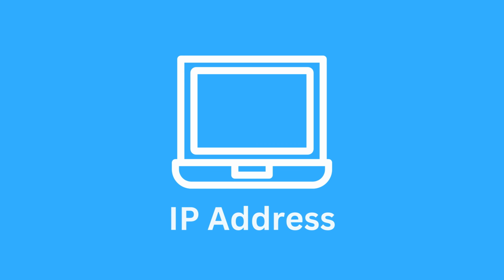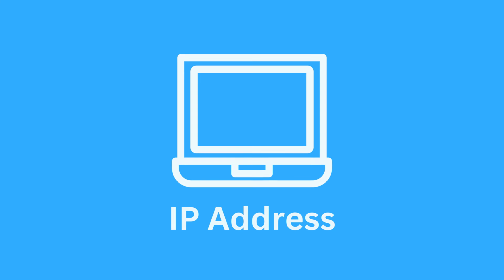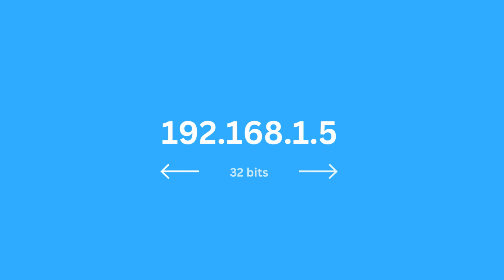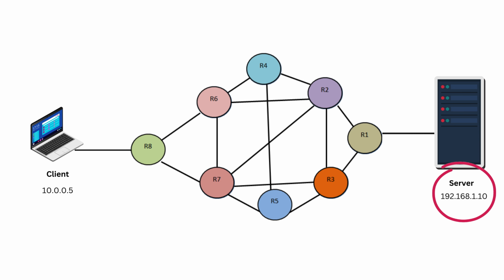Every device in a network has its own unique identifier, called an IP address, like a digital home address. In our example, the server's IP is 192.168.1.10, while the client has the address 10.0.0.5. These numbers will guide the Mona Lisa on her journey across the network.